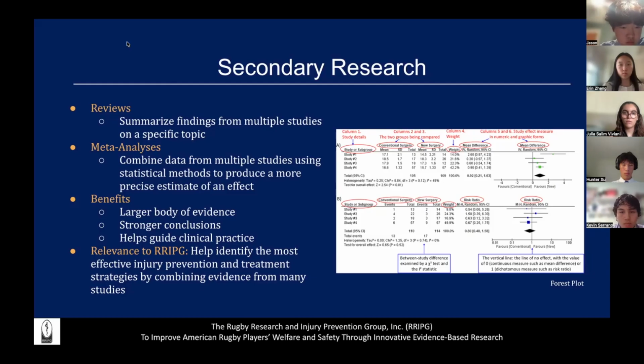So this image on the right here, it looks a bit complicated, but I promise you it's not. This is a forest plot and it's basically used in a lot of meta-analyses, and it basically shows the overlap in the information that is found in the different studies that the meta-analysis uses. So the relevance to RIPG with secondary research is that it helps us identify the most effective injury prevention and treatment strategies by combining evidence from many different sources.